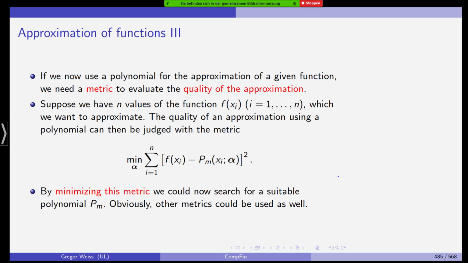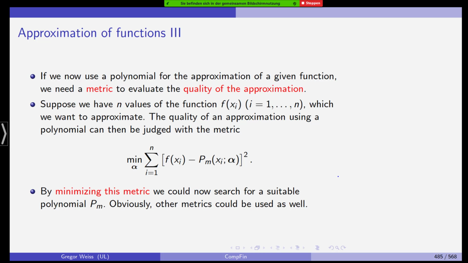Now, if we use a polynomial for the approximation of a given function, we need some kind of metric to evaluate the quality of the approximation. And suppose now we have n values for a function f at x1, x2, x3, and so on, that we want to approximate. Then the quality of the approximation using a polynomial can be judged using the metric, and this is one potential metric which we'll use.